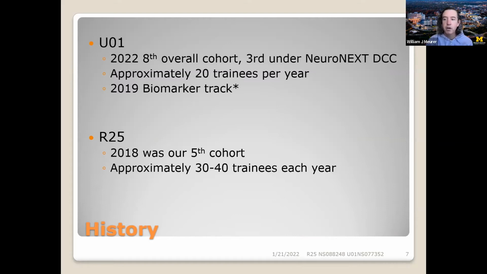The portion of our money to put on the course is part of Chris Coffey's Data Coordinating Center grant for the NeuroNext network. So in 2022, we'll be excited to be bringing up our 8th overall cohort, and we are expecting about 20 trainees. There is some instruction regarding whether there's a biomarker track. This is something that we are open to. We've had folks who've submitted proposals that have a biomarker element.